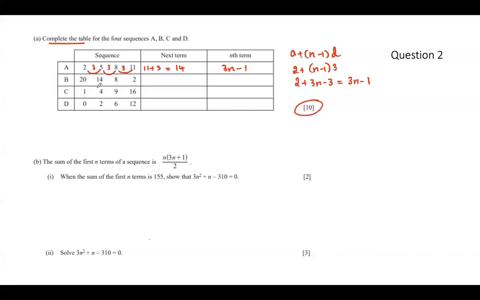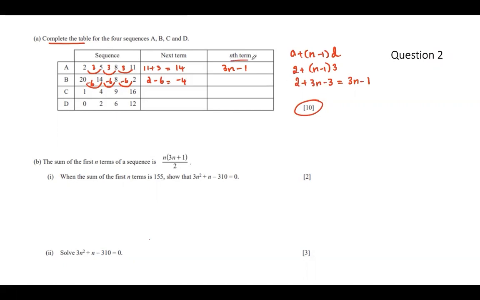Let's move on to the second one. We have 20, 14, 8, and 2. Let's see, 20 and 14 have a difference of 6, so that's negative 6. 14 minus 6 is going to give you 8. 8 minus 6 is going to give you 2. So 2 minus 6 is going to give you negative 4.